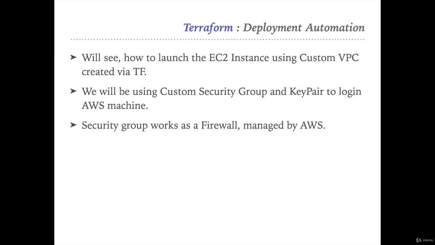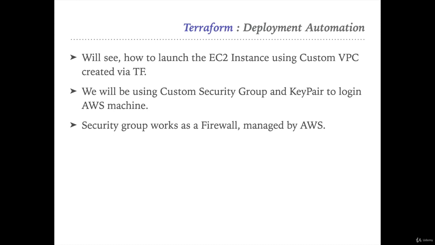A security group in AWS works as a firewall, and it is also managed by AWS. In AWS, each instance will have a security group, which is an instance-level property. It means each individual EC2 instance we are going to create in AWS will have a security group. And we have already discussed that at max five security groups can be attached to a single instance.